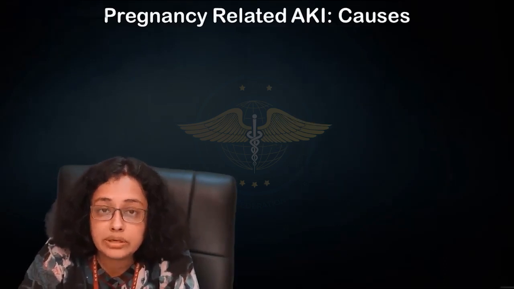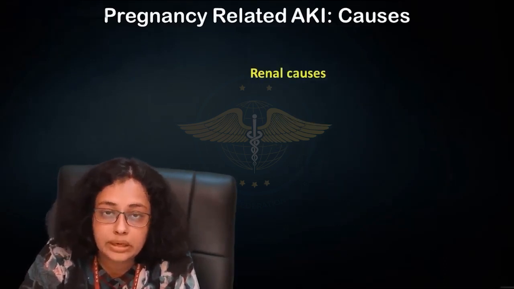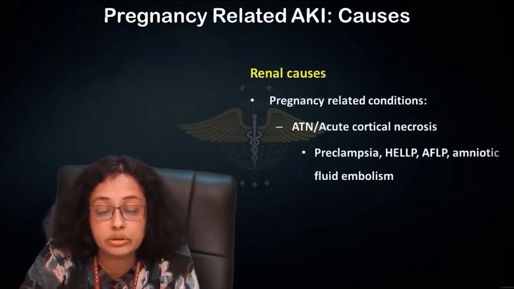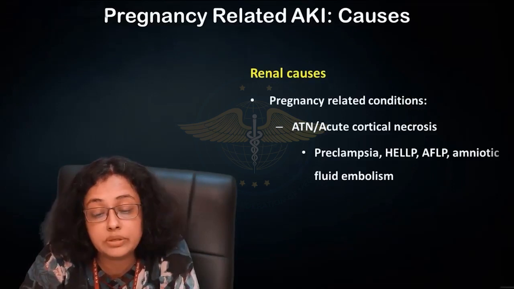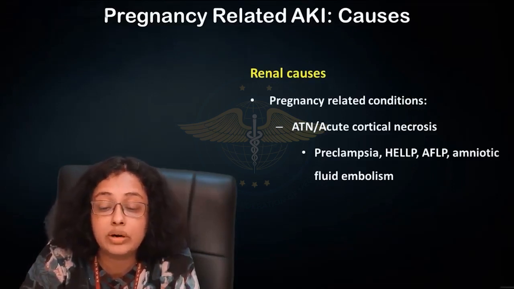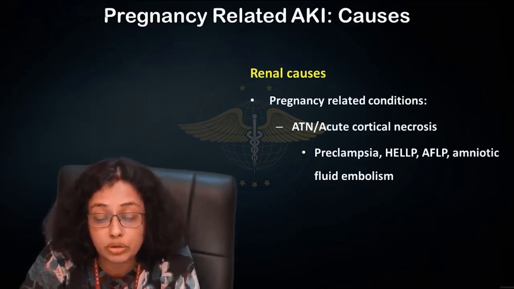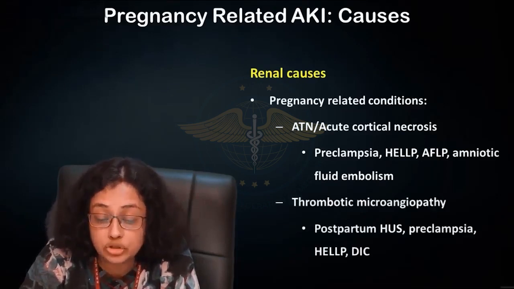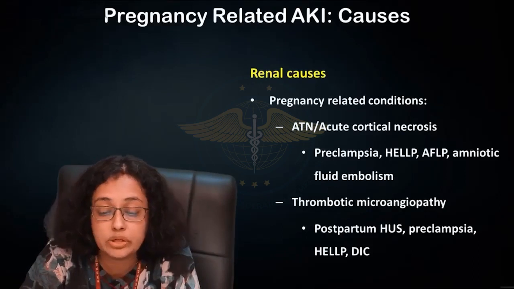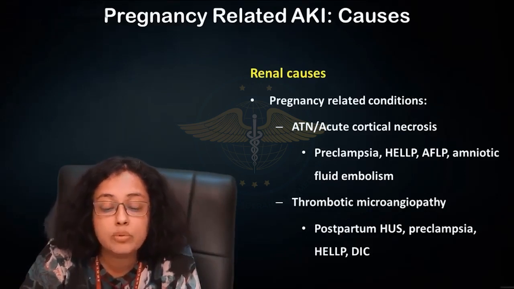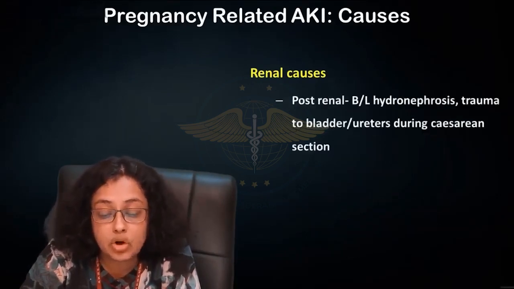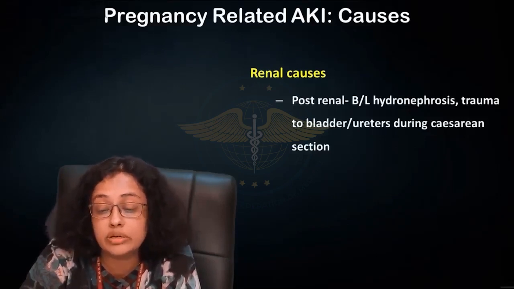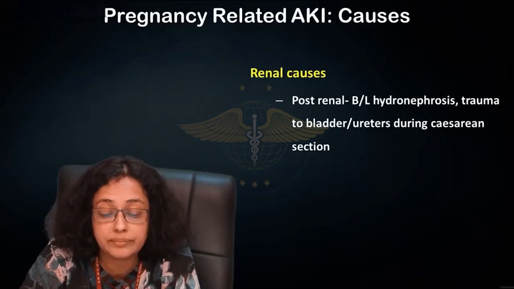There are certain renal diseases which are characteristic in pregnancy, like acute cortical necrosis or acute tubular injury associated with severe preeclampsia, HELLP syndrome, acute fatty liver of pregnancy, or amniotic fluid embolism. Thrombotic microangiopathy, classically seen with postpartum HUS, but also seen less frequently with other causes. Post-renal causes are less common, but may be seen due to bilateral hydronephrosis or trauma to the bladder or ureters during the cesarean section.